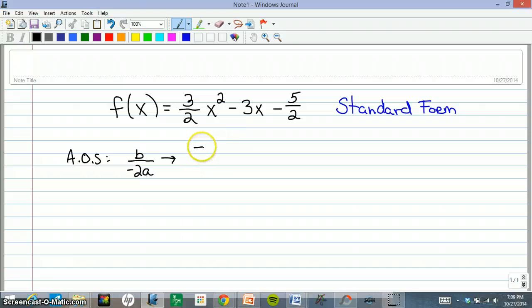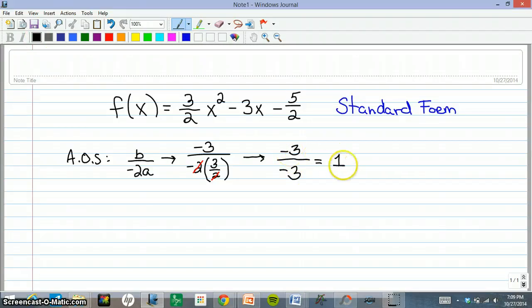Our b value is -3 divided by -2 times our a value, 3/2. And yep, I'm kind of a jerk not letting you use a calculator, but just kidding. There's a nice little simplification here. We had -2 times 3 divided by 2. Those 2's undo each other, so we're just left with -3 in our denominator. And in our numerator we still have a -3. This makes 1. Our axis of symmetry is at 1.